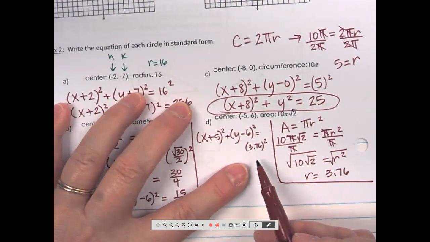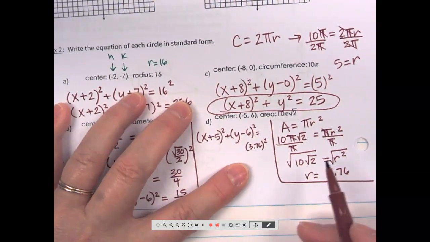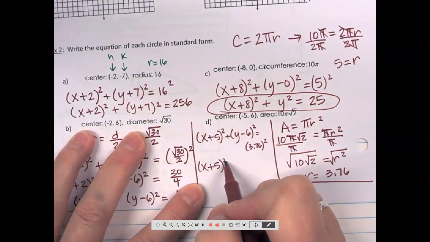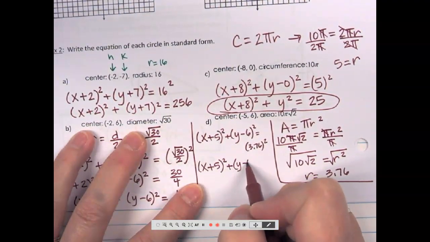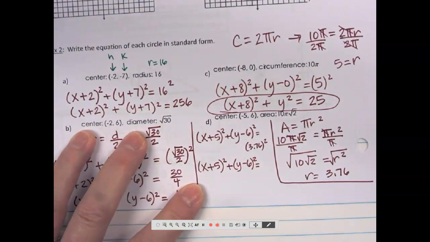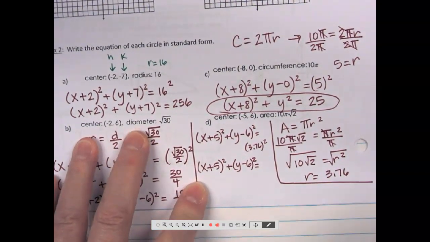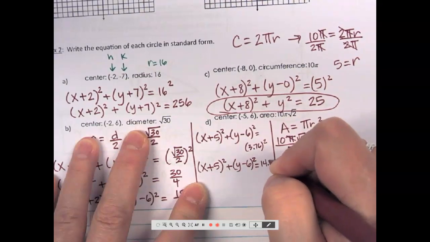So we can square this number. Oh, I hate it. And let's see what we get. Okay, 3.76 squared is 14.14, we'll call it.